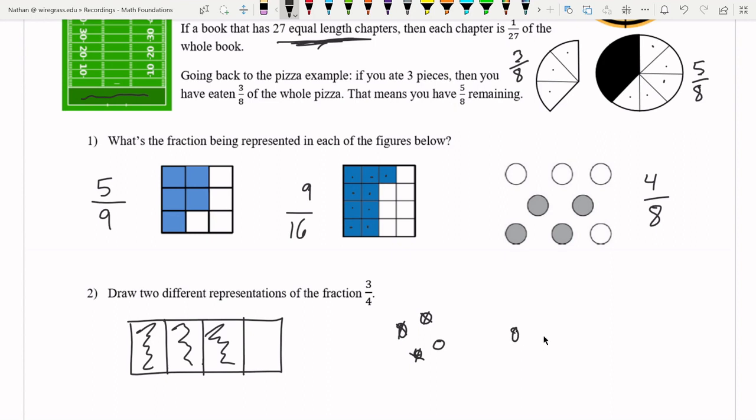You could also have a lot of different things. Let's say we have the circles now in a line, and instead what I'm going to do here is circle 3 of them. So here is 3 out of the 4 total. So that's the same thing as 3/4. You can come up with many different representations of 3/4.